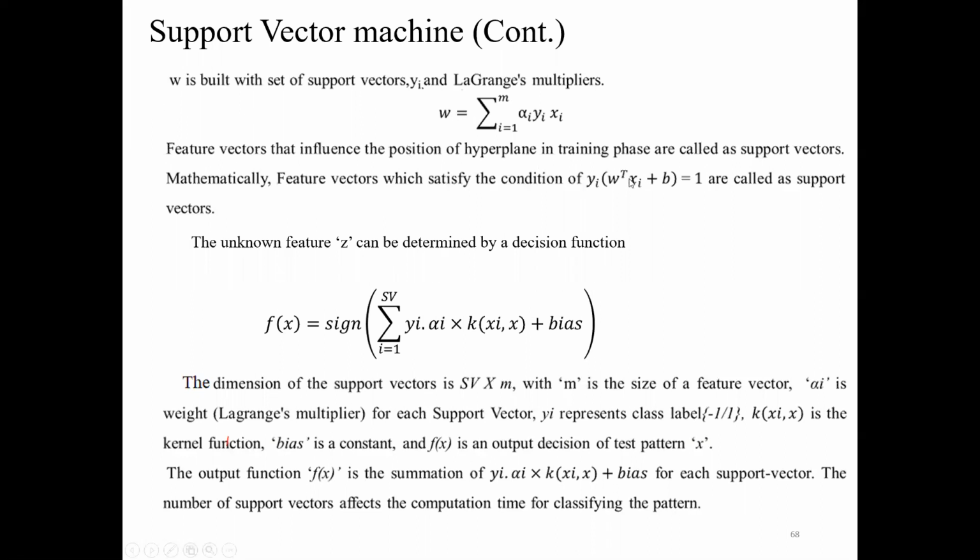Feature vectors that influence the position of the hyperplane in the training phase are called support vectors, and mathematically, feature vectors which satisfy the condition are called support vectors. The unknown features can be determined by a decision function given by this equation. The dimension of the support vector is SV multiplied by M, where M is the size of the feature vector, and alpha is the weight. Here you observe alpha is shown. Weight is nothing but the Lagrange multiplier for each support vector. Y represents the class label, bias is a constant, and f of x is the output decision for the test pattern. The output function f of x is the summation given by this equation.